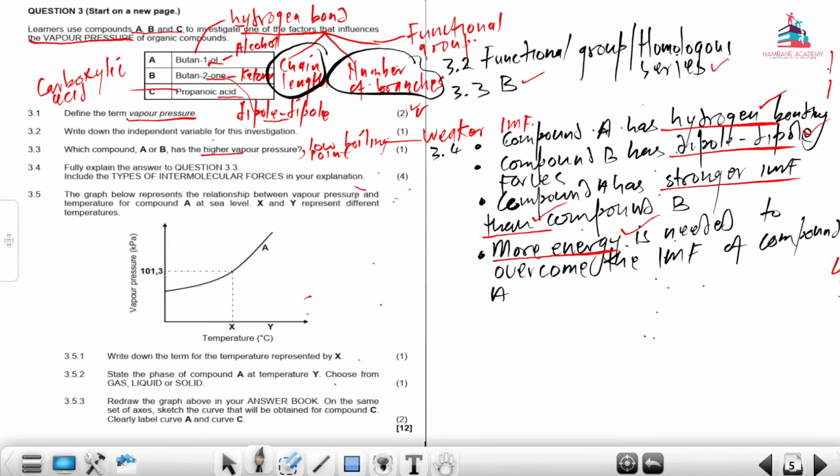Okay, write down the term for the temperature represented by X. So the temperature represented by X, that is 3.51. We agreed that this here is our atmospheric pressure.